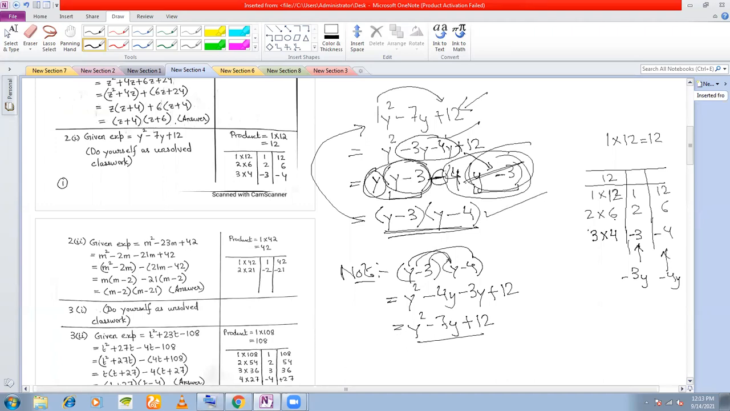Now all this cutting and all, you don't have to do. I'm only showing you so that you understand. Understood? I don't want to see cutting and all that in your answer scripts.